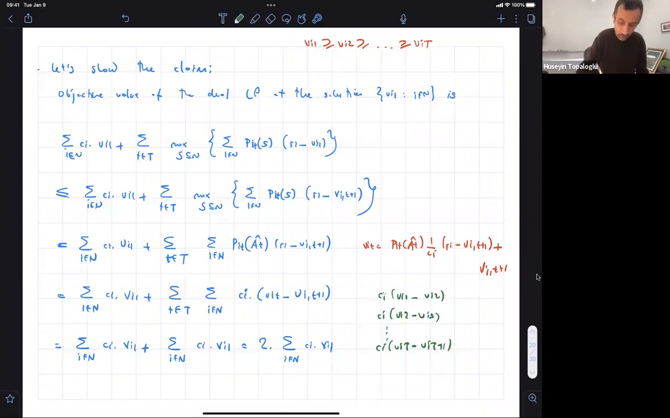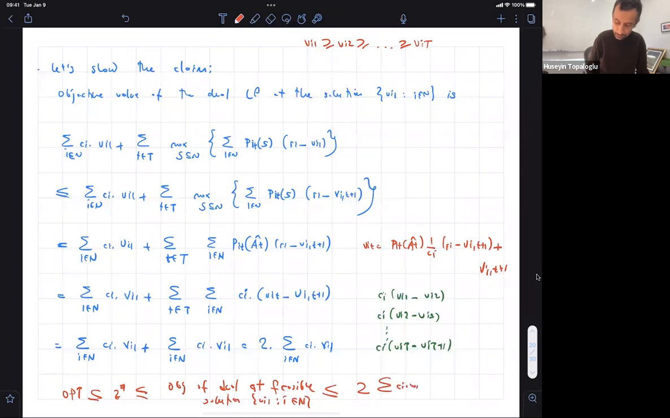So as a result, the optimal objective value of the LP is an upper bound on opt, and that is less than the objective of the dual at the feasible solution Vi1, and we just showed that this is less than 2 times Ci times Vi1. So then 2 times our initial evaluation of the capacities at the initial time period with the initial bid prices is at least as large as the optimal total expected revenue.